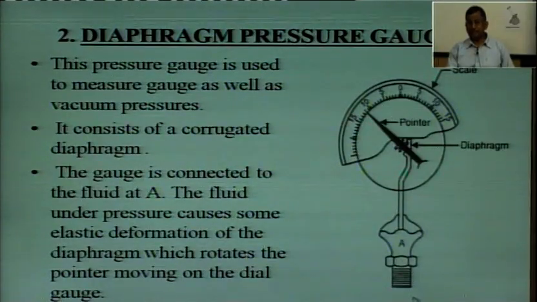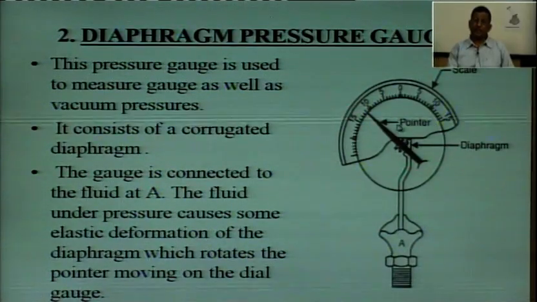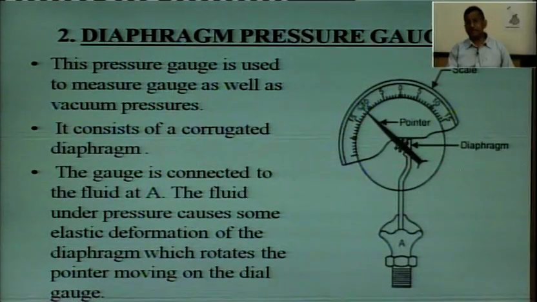When we apply the pressure, we attach it here. With this tube there is a diaphragm which is a corrugated one. With this we attach this pointer, and this is the scale.